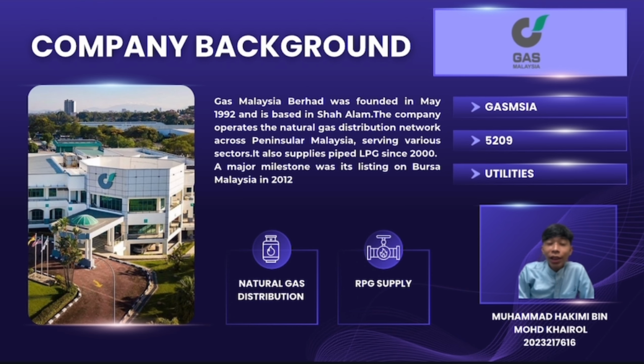Background of the company. Gas Malaysia Berhad was established on 16 May 1992 and is headquartered in Shah Alam, Selangor. The company is responsible for developing and operating the natural gas distribution network across Peninsular Malaysia as the only licensed distributor of piped natural gas to the non-power sector. It supplies industries, businesses and homes.